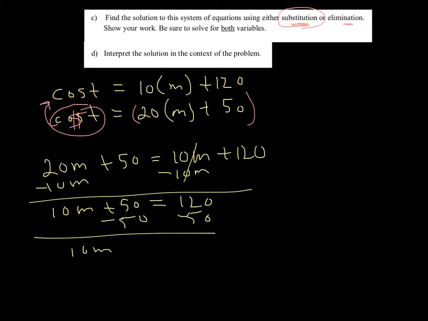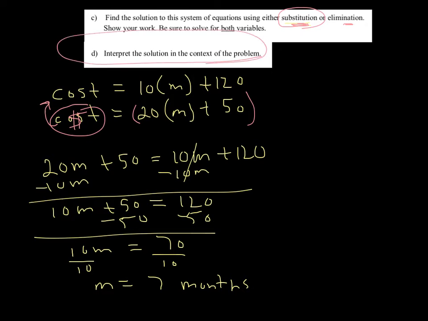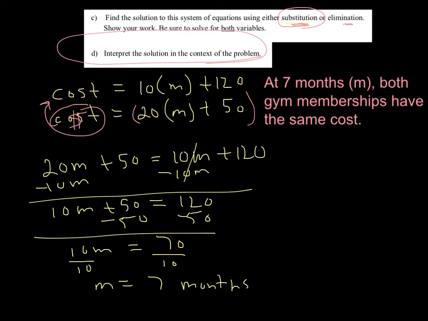We get 10m is equal to 70, divide by 10, divide by 10 to isolate. Remember, the goal is to isolate the variable. 7 months, right? m is equal to 7 months. That is the time when both gym memberships are identical costs. So that basically just answered D. And there you have it. At 7 months, m, both gym memberships have the same cost, and that cost was in terms of US dollars.